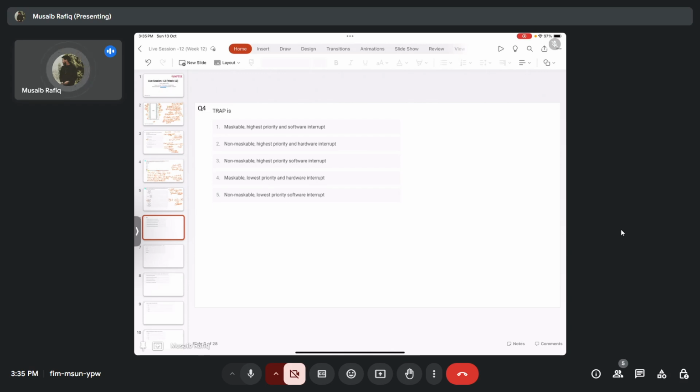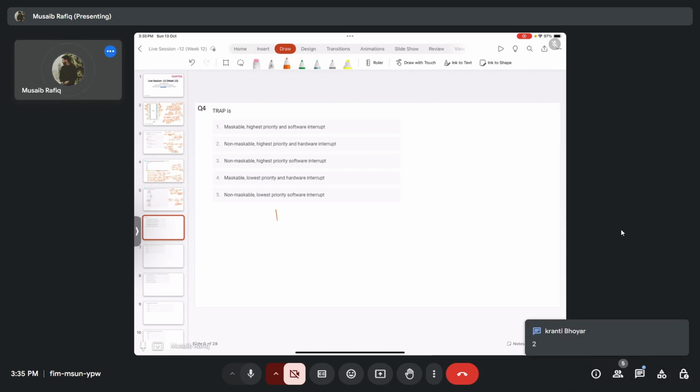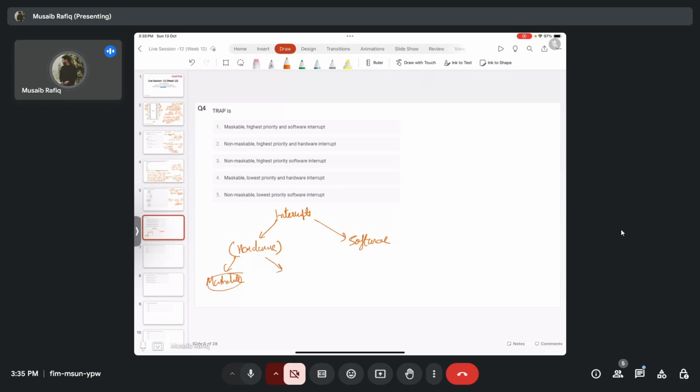So what there is, we have interrupts. Yeah, thank you. So we have interrupts. They are of two types. One is the hardware, the other is your software. And among hardware, you have maskable and you have non-maskable.